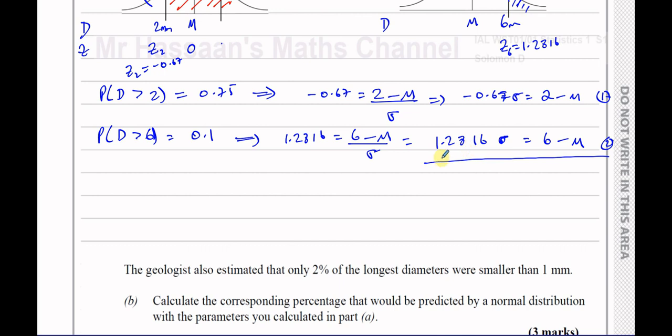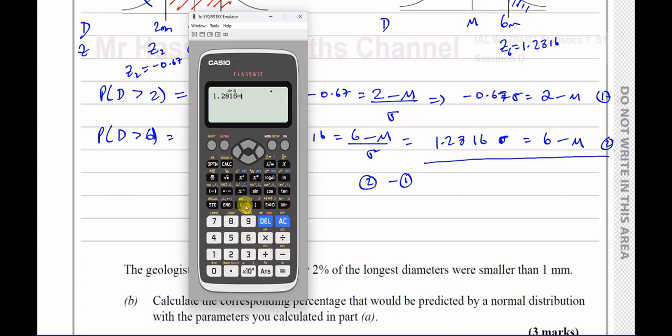Okay, so now when we subtract these two equations, we will eliminate the mu, and we'll be left with sigma, the standard deviation. So if I subtract these two equations, I'll do it this way so it works out better. Equation 2 take away equation 1. So we have 1.2816 take away, and be careful here because it's negative 0.67. So it's going to be a plus there basically. So that gives us 1.9516.